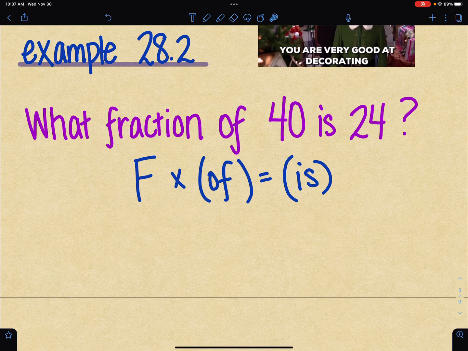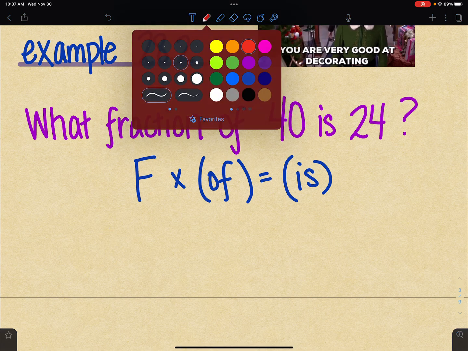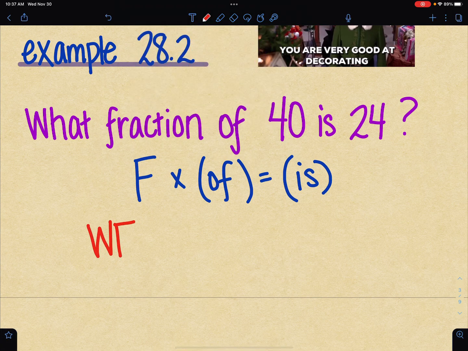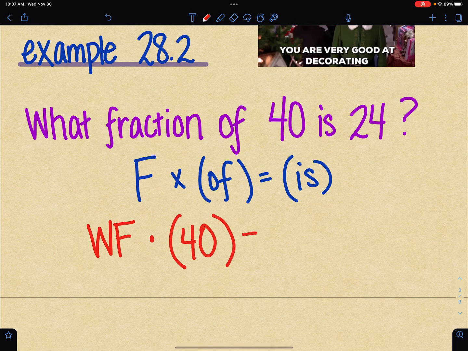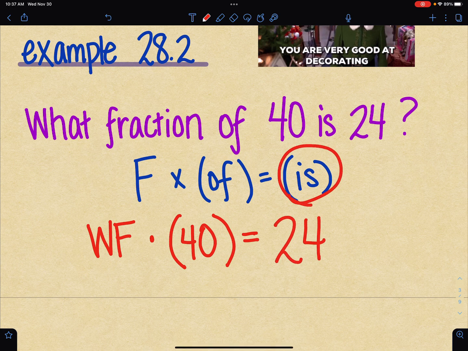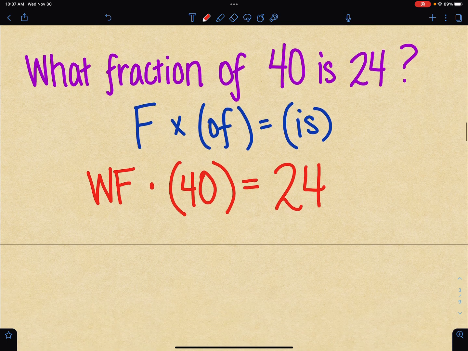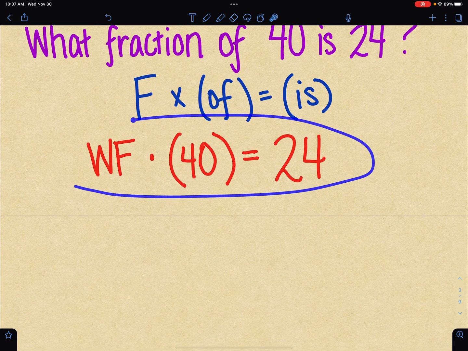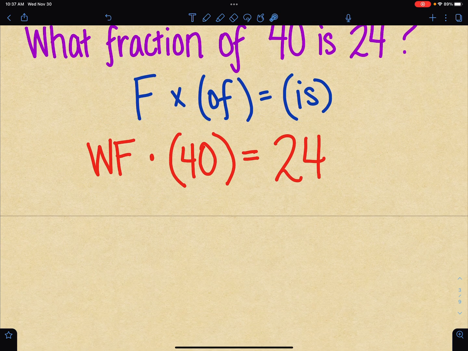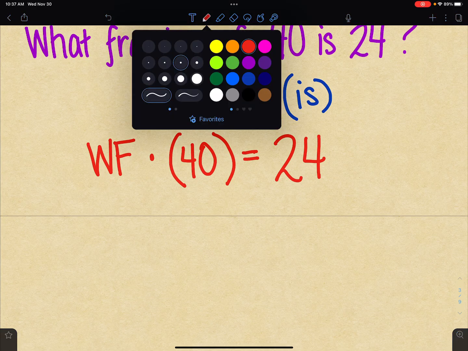So where does the 40 go? Let's do this. What fraction? That's what we're solving for. Times of. So of is what fraction of 40? So I'm going to put the 40 there. Is 24. So I'm going to put 24 in the place of this is. Make sense? All right. Now if we get it to here correctly, you're going to get it right. I mean, you just have to get it to here. That's the tricky part of these problems. That's where your friends are going to mess up.